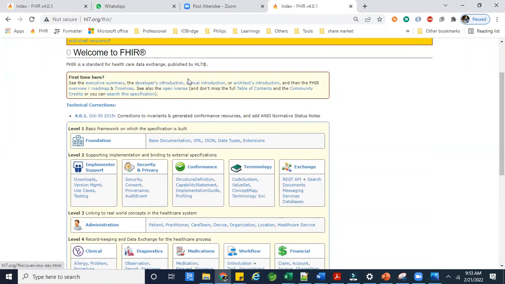Similarly, a clinical person, for example a doctor, a nurse, or hospital administrative staff who wants to go through this information and get introduced to FHIR may reference this. It explains FHIR from his or her perspective. Similarly, if an architect wants to understand FHIR, you can redirect to this particular link and read about FHIR. We'll cover all these four one by one, somewhere during the course, and understand FHIR from different perspectives.